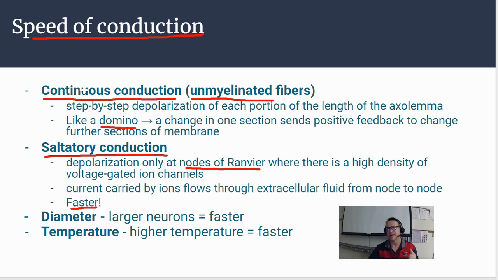Continuous conduction is unmyelinated axons, and it's much slower because the entire length of the axon needs to be traveled. The whole thing needs to be traveled. Nothing can be skipped. Two more things can affect the speed of conduction. Diameter: the larger or wider the neuron, the faster the conduction. And also temperature: the higher the temperature, the faster the conduction. That's just because things are able to diffuse faster. Molecules move faster when there's increased temperature, and they slow down when temperature gets lower.